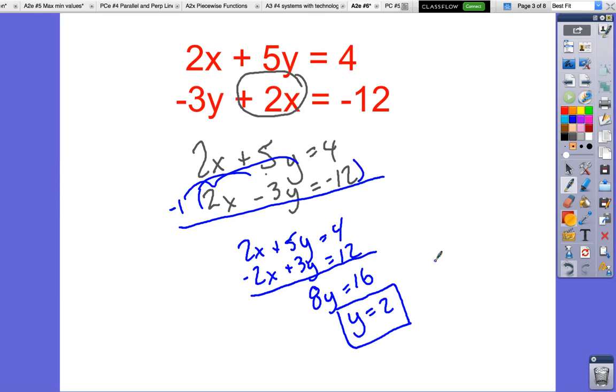Any questions so far? Again, I know it's been a long time since you've done this. So we started with a couple easy examples. It's going to get more difficult.